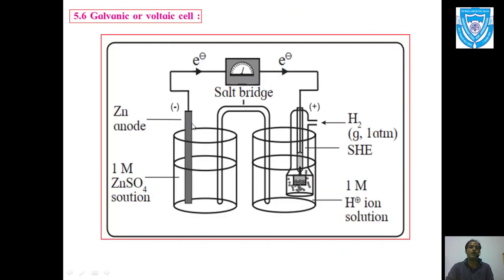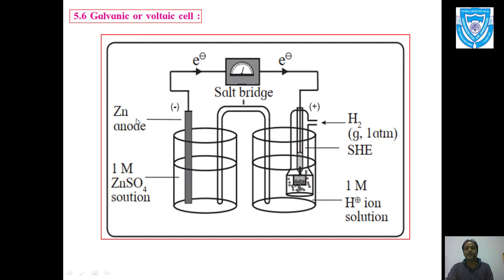And the next topic is the galvanic or voltaic cell. As shown in the diagram, a zinc rod is dipped in the zinc sulfate solution. This is the zinc sulfate solution, and this is the zinc rod. Now what is meant by a galvanic or voltaic cell? When a rod is dipped in its own ionic solution, that is called a galvanic cell or voltaic cell.